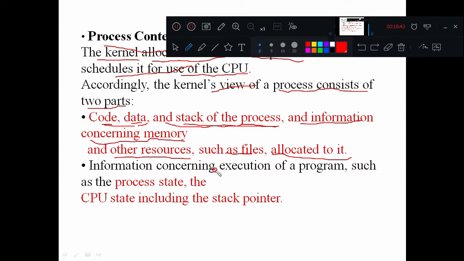The second one is information concerning execution of a program, such as the process state and the CPU state, including the stack pointer, right? Once the process starts executing, the kernel has to maintain information about the state of the process also, whether it is in a ready state, running state, and so on, right? So in brief, we are going to see it. In detail, we are going to see these things in the next slide, okay?